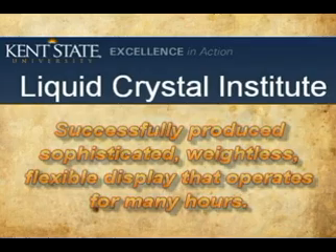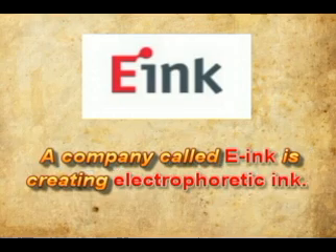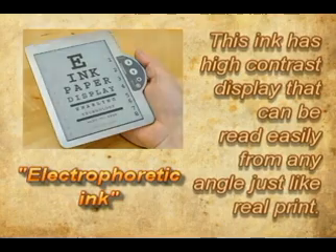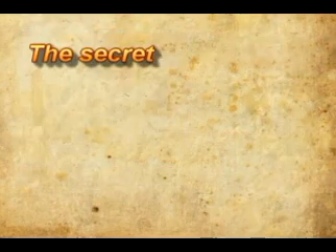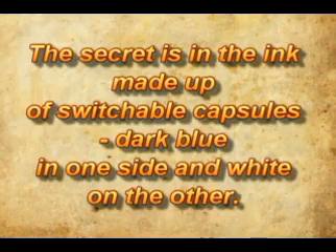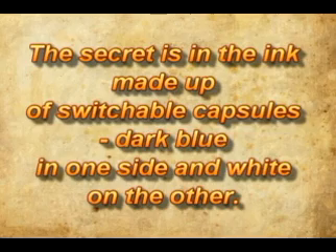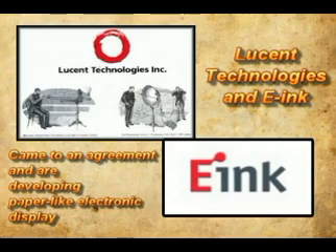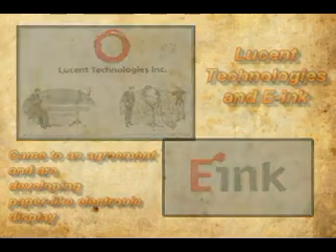A company called E-Ink is creating electrophoretic ink. This ink has a high contrast display that can be read easily from any angle just like real print. The secret is in the ink, made up of switchable capsules, dark blue on one side and white on the other. Lucid Technologies and E-Ink came to an agreement and are developing a paper-like electronic display.